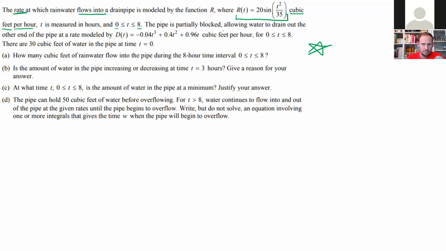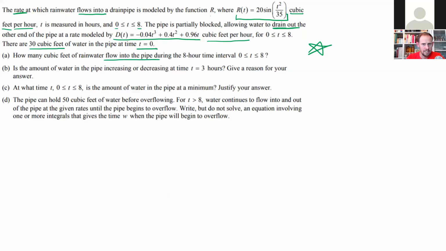The pipe is partially blocked, allowing water to drain. All right, so it's draining out the other end of the pipe at a rate D equals that. Again, cubic feet per hour are our units of the water. There are 30 cubic feet of water in the drain pipe at t equals 0. So we have some water in the pipe already. Part A, how many cubic feet of rainwater flow into the pipe during the 8 hours?